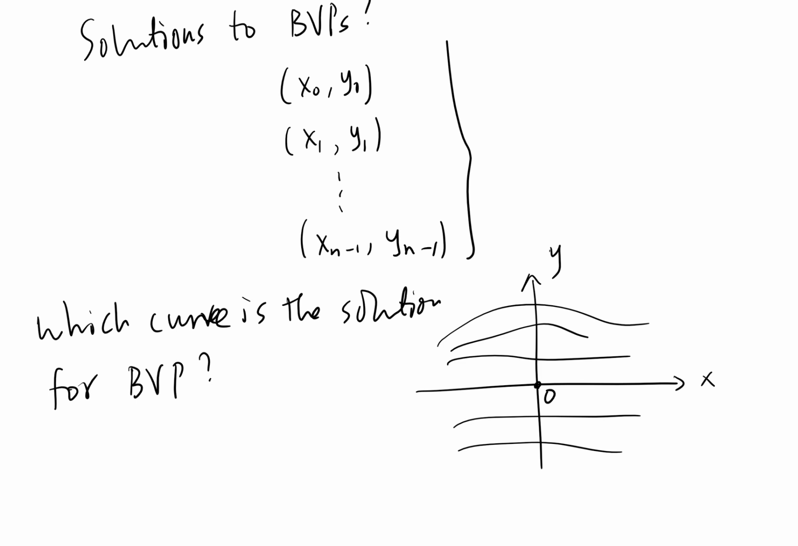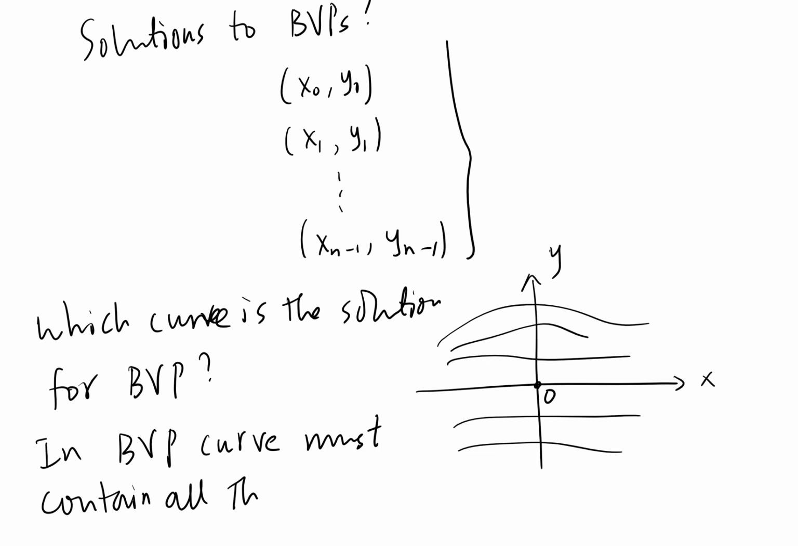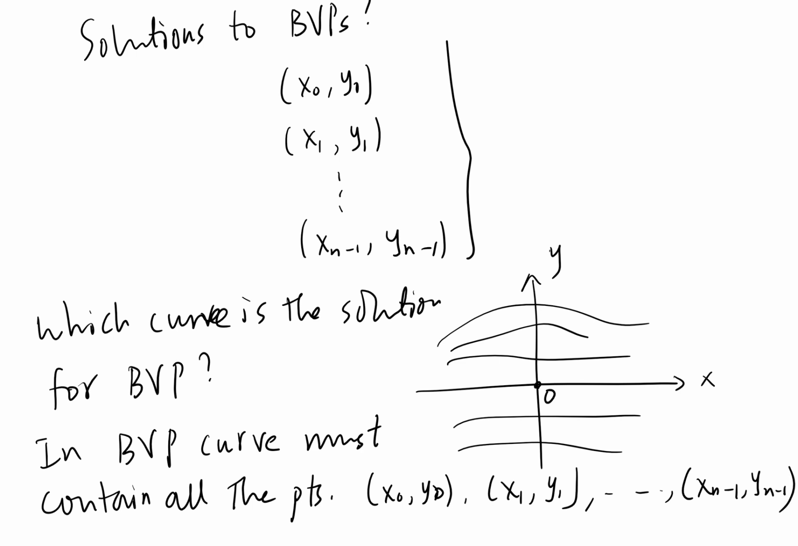Again, for IVP, the curve must go through x0, y0 only. But in the BVP, the curve must contain all the points. You know what all the points? All the points x0, y0, x1, y1, all the way to xn minus 1, yn minus 1. So maybe if the first curve is the solution, these points I just wrote down must all be on that curve.